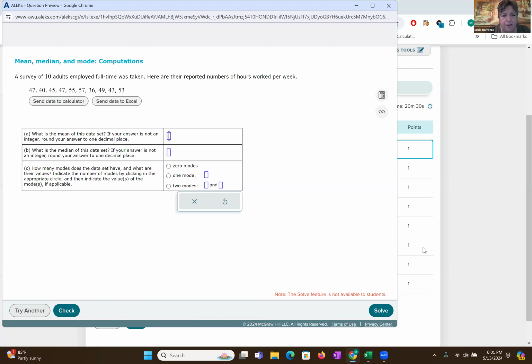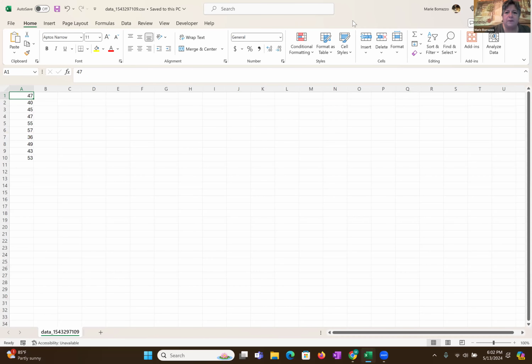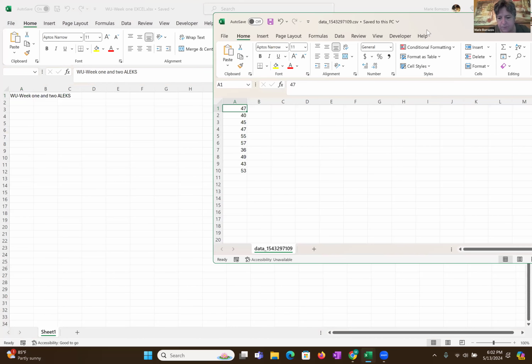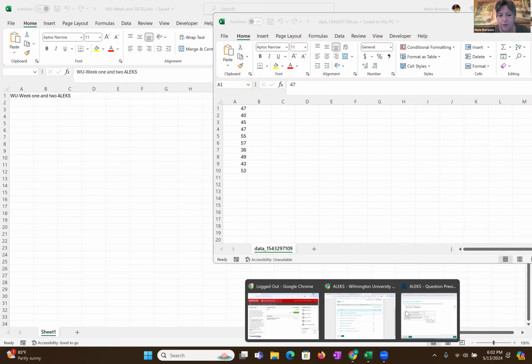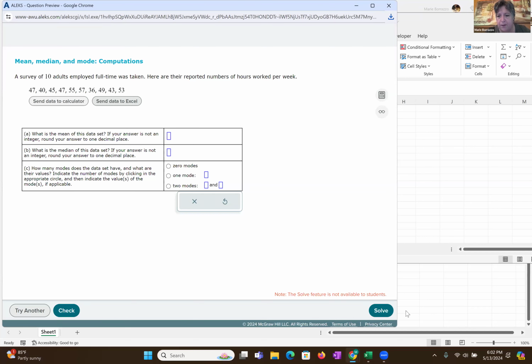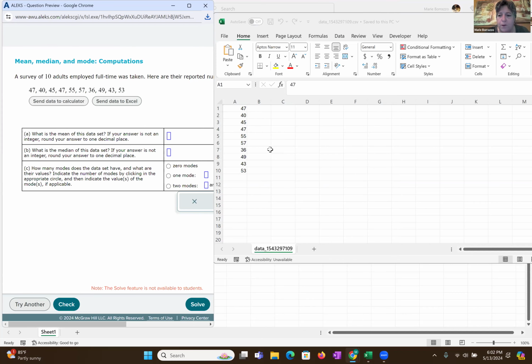And so if I take these and I send the data to Excel, so I'm sending it to Excel, and there it is. Let me see if I can get my screens to work together so I don't have to be fidgeting left and right. There you go. So I want you to notice something. I'm going to send you this Excel, by the way, FYI.